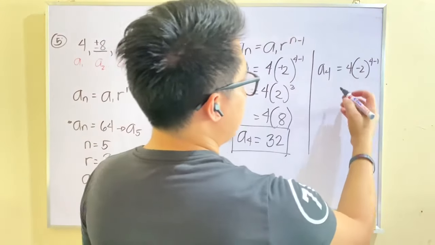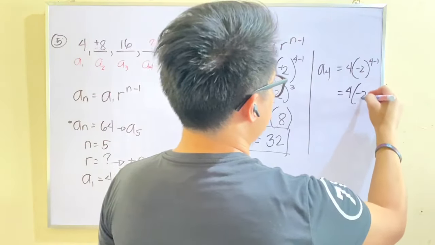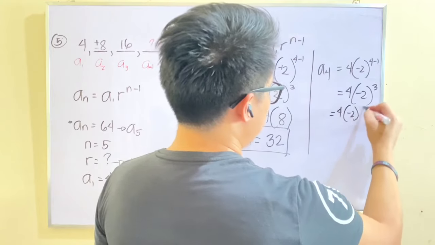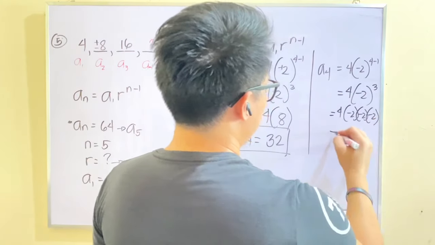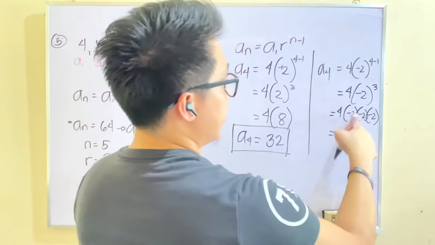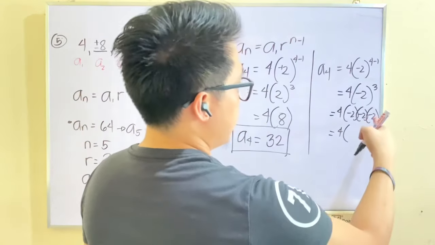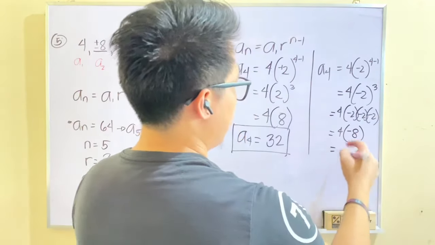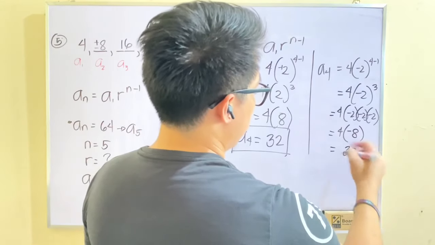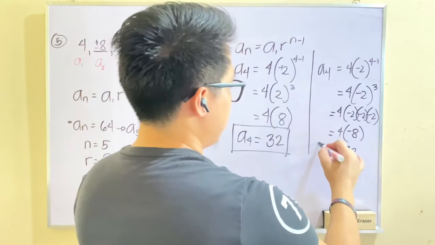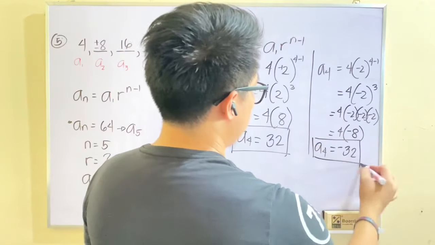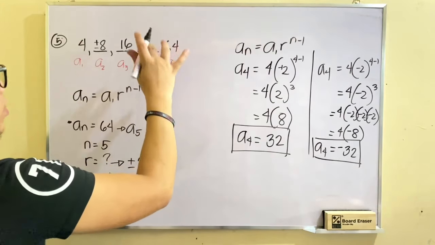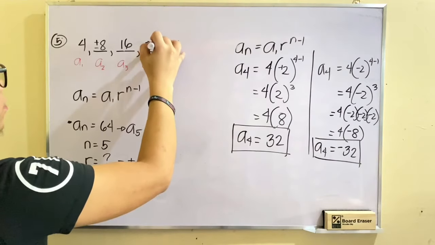Okay, paano naman kapag negative yung ating common ratio? So, 4 times negative 2 raised to 3. Pwede natin siyang isulat as 4 times negative 2 times negative 2 times negative 2. 4 times negative 2 times negative 2, positive 4. Times negative 2, so positive times negative, negative 8. So, 4 times negative 8 is 32. Positive times negative, so negative 32. Therefore, a sub 4 kapag ang ratio ay negative 2 will be negative 32. So, isusulat natin dito, pwedeng positive or negative 32.